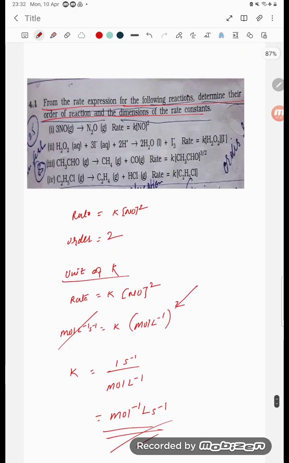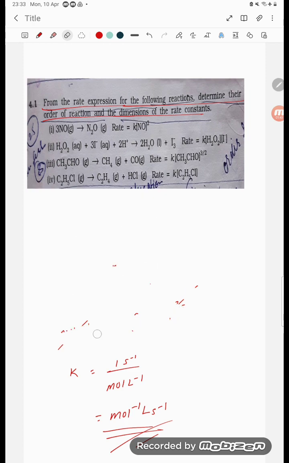Now the second part, let's try to understand the second one. Firstly we need to erase this one, then only you can solve it, because there is a space problem here. So easily you can solve this problem, students. It is not a problem at all to understand.